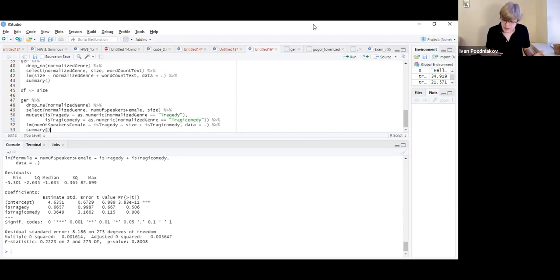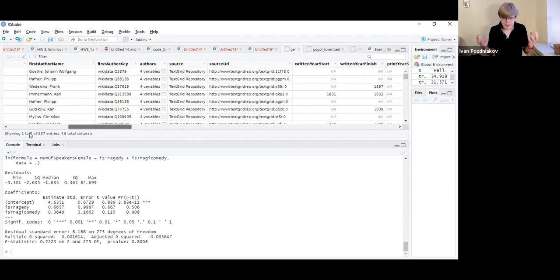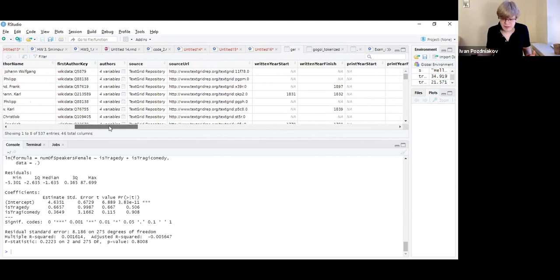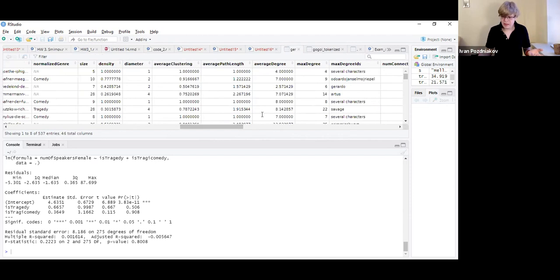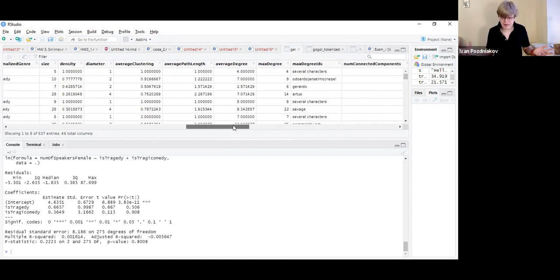In another play, where you have only two characters and both of them are females, that's pretty unequal with respect to the size. So we have more females than males in this case. So think about what variable you can create to normalize the number of female characters to the number of characters in the play.